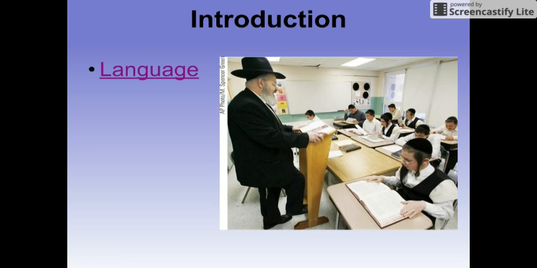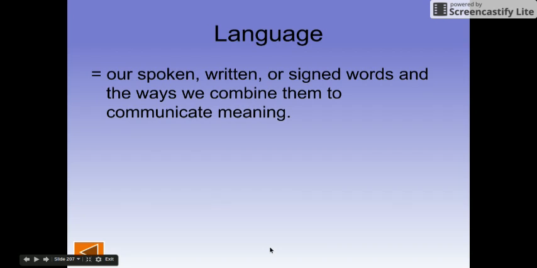This picture here is of a class of boys who are studying Hebrew, which is most likely their second language, depending on where they live, but could be their primary language. But either way, all languages are made up of certain components, and we're going to look at that today. So a really good definition of language is our spoken, written, or signed words and the way that we combine them to communicate meaning. So language is used, obviously, to communicate meaning. And we speak it, we write it, we sign it with our hands, American Sign Language, for example. And we use language all the time, verbal and nonverbal. Today we're talking about verbal.